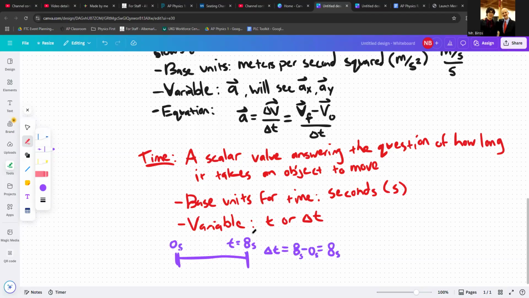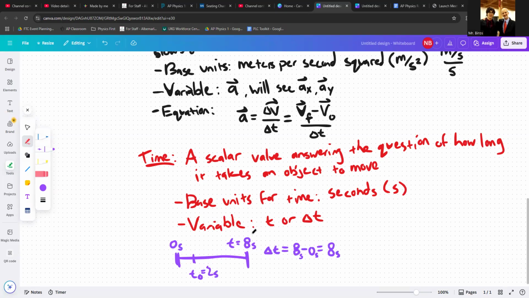So for the purposes of our problems, there's almost never a difference between t equals 8 seconds and delta t equals 8 seconds. The only time there would ever be a difference is if you looked at, say, t initial equals 2 seconds. If we did that, we'd say, okay, if we're going from 2 to 8 seconds, the change in time would then be final minus initial, 8 minus 2, which would be 6 seconds.